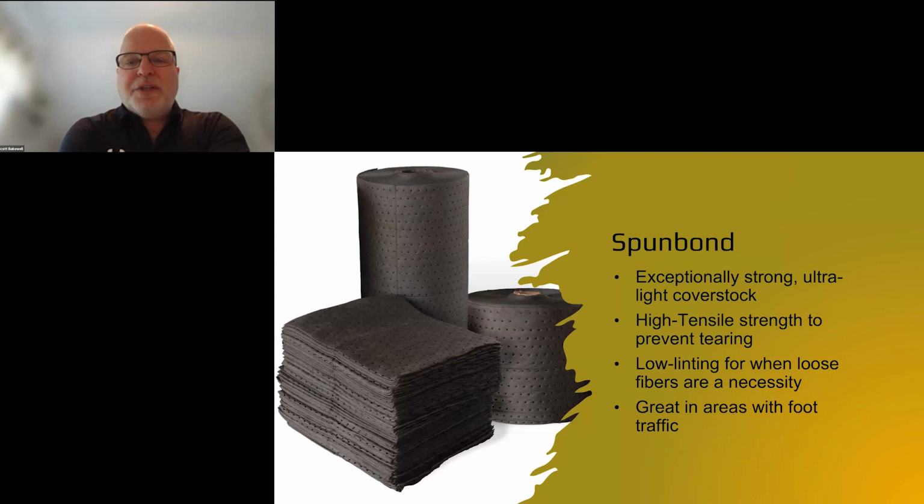Spun bond, folks, exceptionally strong. Ultralight cover stock, very high tensile strength to prevent tearing. It's low linting, where loose fibers could be a problem if they don't have a cover stock. And it's great in areas of foot traffic. A lot of times I see this product actually used to lay sensitive material on, and especially in aerospace where they might have to put a tool or a part on it and abrasion could be a factor. That's where a spun bond cover stock would be an ideal product.